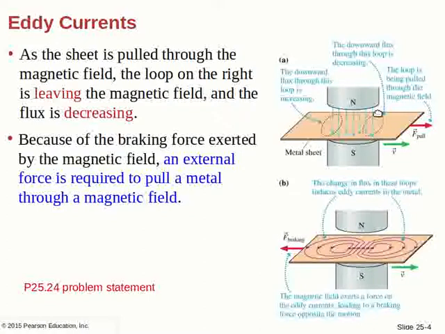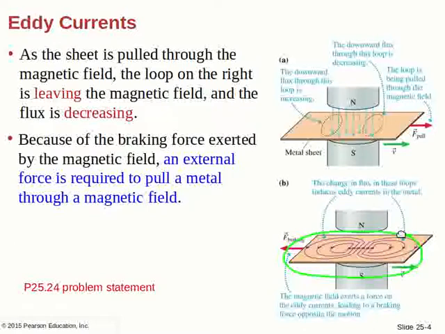So just to summarize, that loop on the right is going to leave the field and experience a decreasing magnetic flux, and therefore the EMF that it produces is going to drive currents. The left loop also has net magnetic flux, non-zero magnetic flux, and as the sheet is pulled to the right, notice that that loop enters more of the field. In other words, it has an increasing magnetic flux. So let's look at what the currents look like that are produced by the induced EMF.